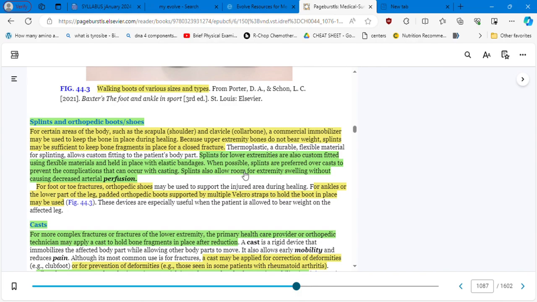Splints also allow room for extremity swelling without causing decreased arterial perfusion. So that's why splints are preferred over casts. For foot or toe fractures, orthopedic shoes may be used. For ankle and the lower part of the leg, padded orthopedic boots supported by multiple Velcro straps to hold the boot in place may be used.